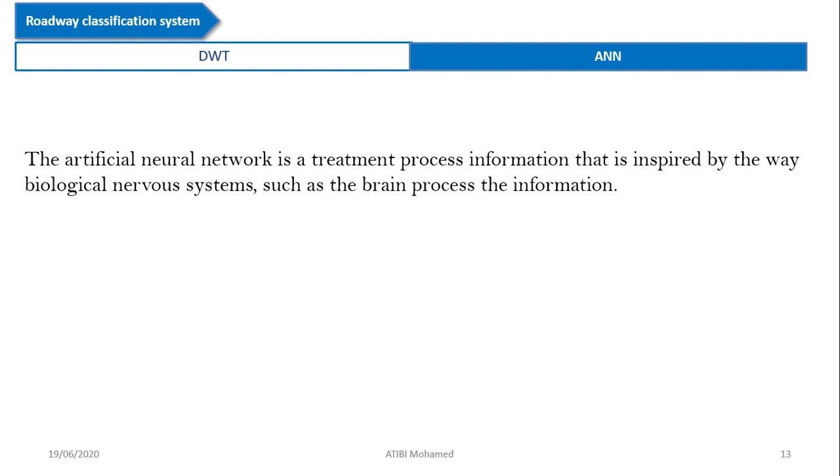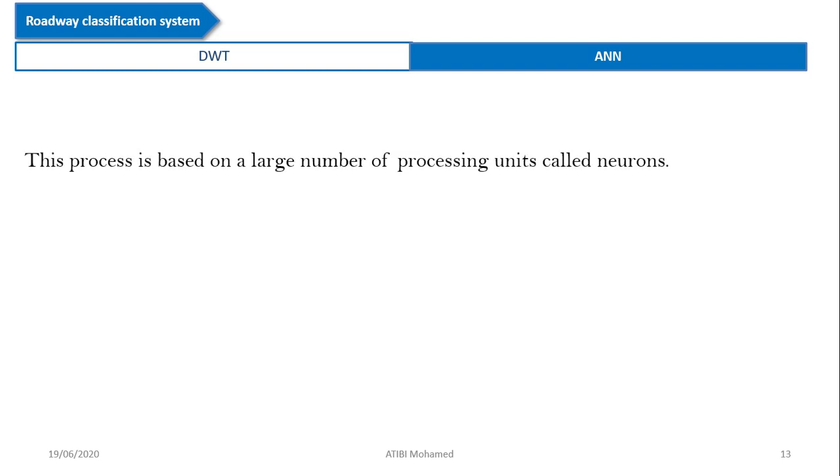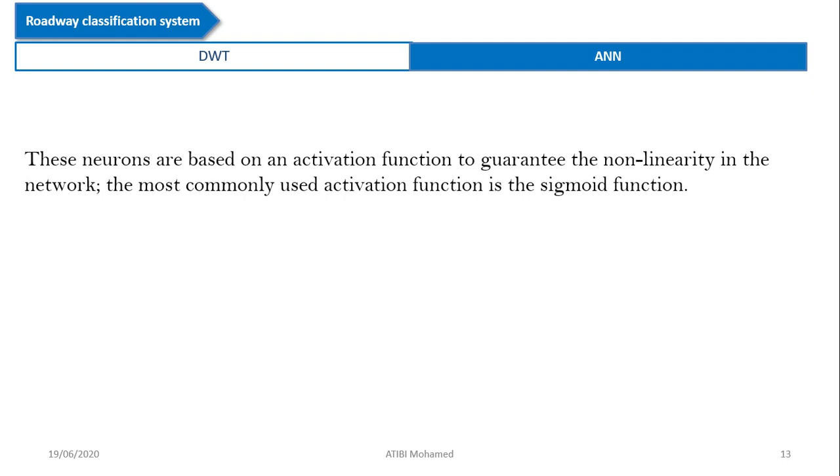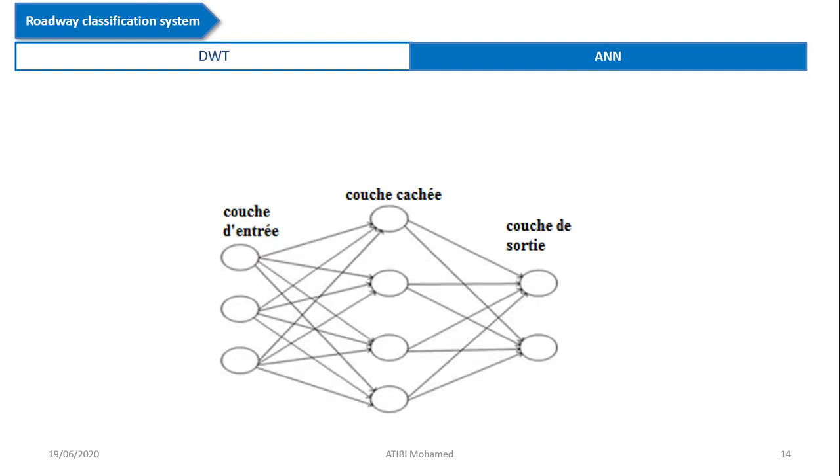The artificial neural network is an information processing paradigm that is inspired by the way biological nervous systems, such as the brain, process information. This process is based on a large number of processing units, the neurons. These neurons interconnect to form an architecture dedicated to a specific application, such as pattern recognition or control. These neurons are based on an activation function to guarantee non-linearity in the network. The most commonly used activation function is the sigmoid function.